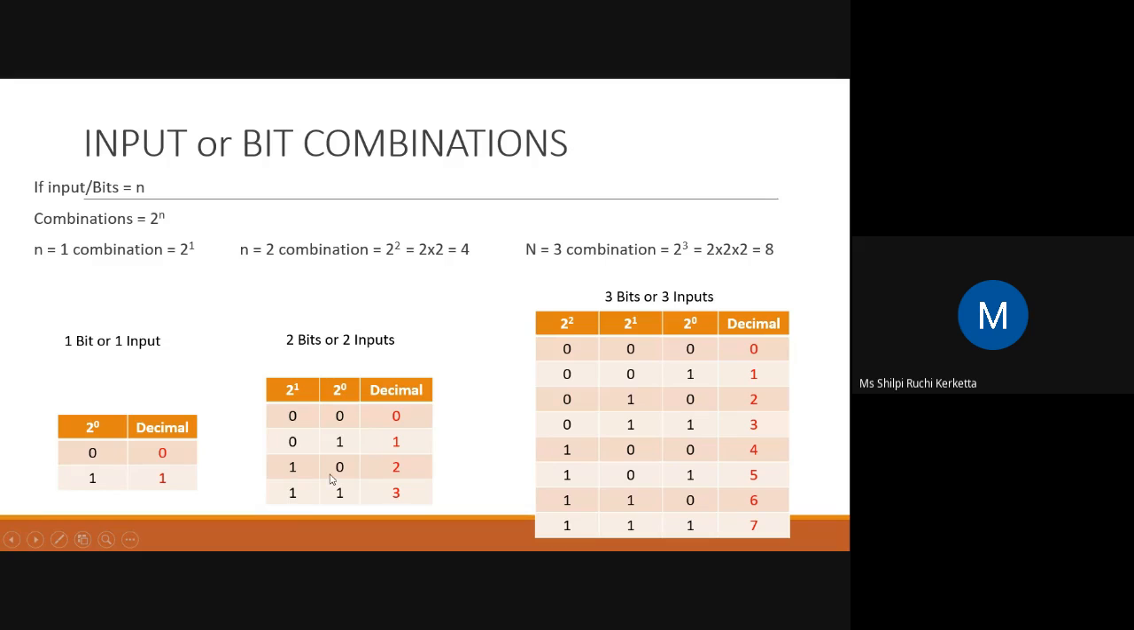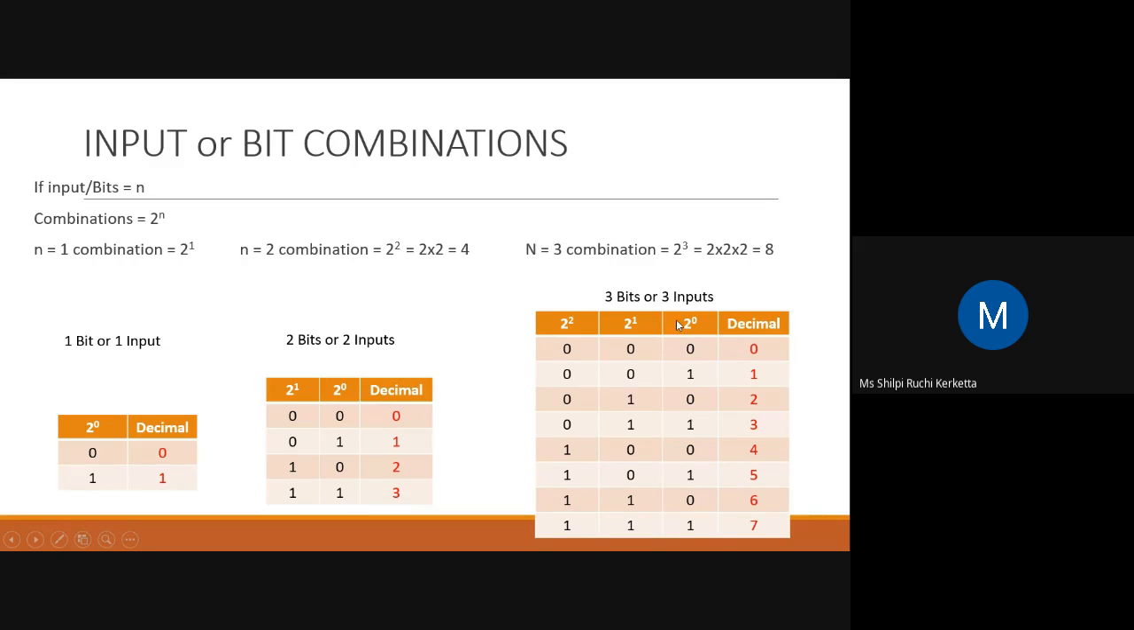For the third term, 10, we multiply 0 with 2 to the power 0, which comes as 0, and we multiply 1 with 2 to the power 1. 2 to the power 1 is 2, so we get 2. For the last term, 11, we multiply 1 into 2 to the power 0, so we get 1. Then we multiply 1 with 2 to the power 1, and 1 into 2 gives 2. So 2 plus 1 gives 3.